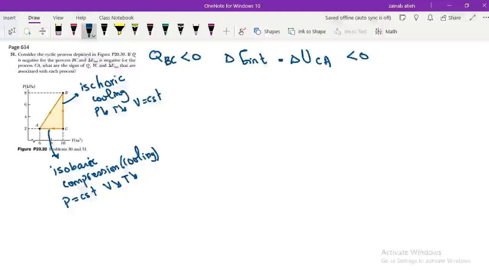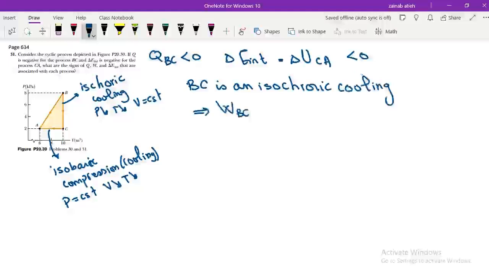Let's start first with the isochoric cooling. So I will say that BC is an isochoric cooling. Because it's isochoric, the work of BC, remember the work is the area under the curve, is the integral of PdV, and here V is constant. So the work of an isochoric process is always zero. All the time it's zero. There is no area under the line, so the area under BC is zero. You can guess it this way.